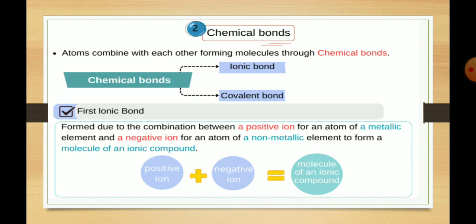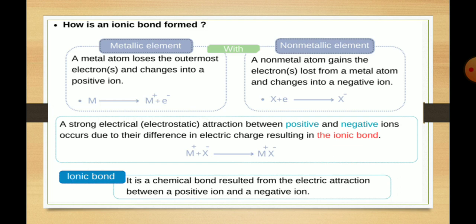And now we're going to talk about the chemical bonds. We have two types of chemical bonds. Number 1, ionic bond. Number 2, covalent bond. So first we'll start with ionic bond, formed due to the combination between a positive ion for an atom of a metallic element and a negative ion for an atom of a nonmetallic element to form a molecule of an ionic compound.